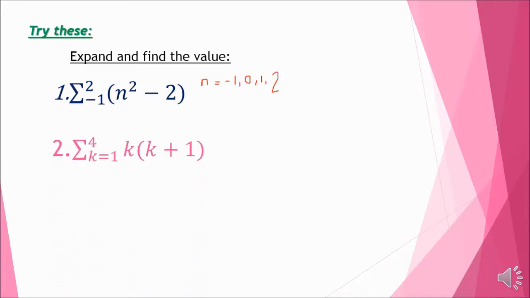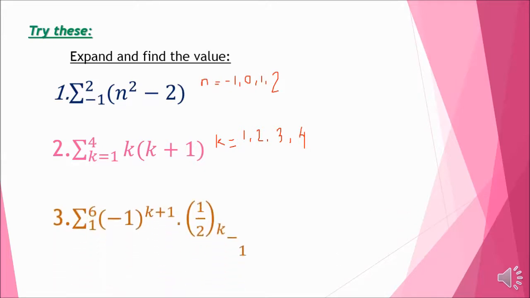Next, k runs, and it doesn't matter, it's just a generic name. Now this time k runs from 1, 2, 3 and 4. K takes the values 1, 2, 3 and 4. K runs from 1 to 4.